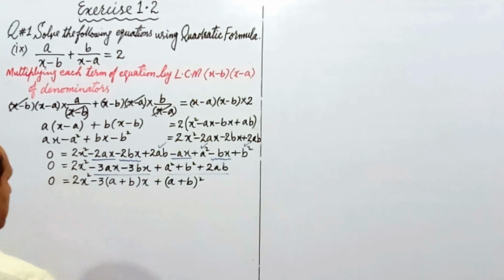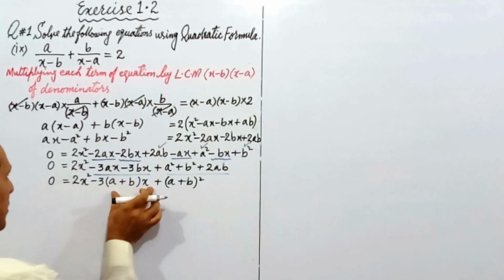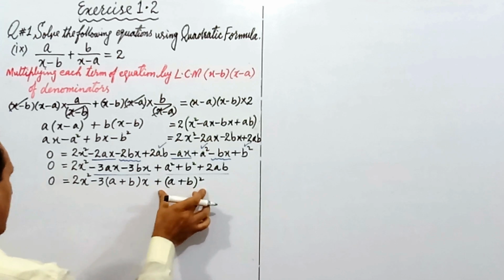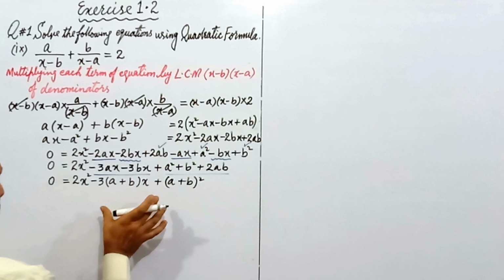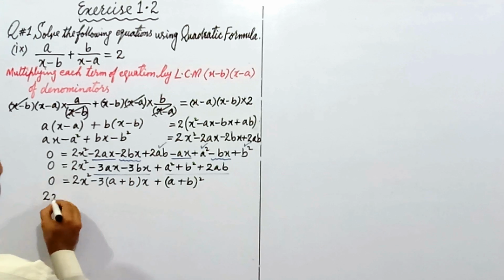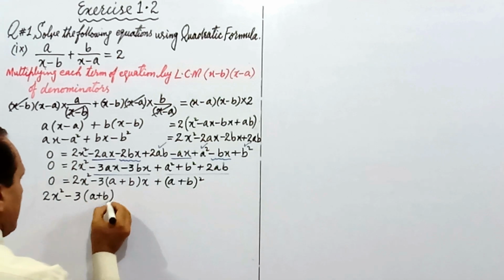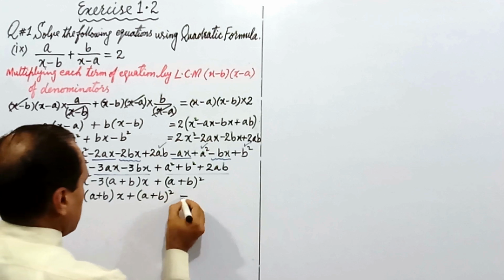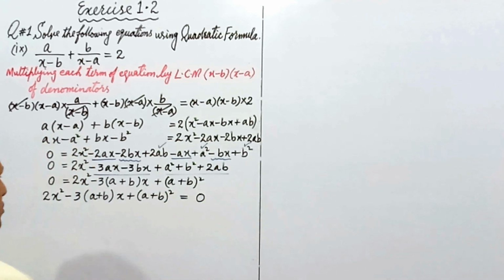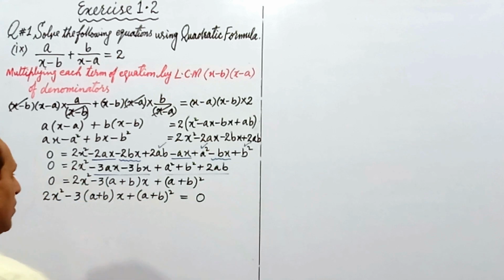0 is carried. We have a standard form of quadratic equation now in our hand. We have a quadratic term, linear term, and a constant term. So we write in its standard form like 2x square minus 3 into a plus b x plus a plus b whole square is equal to 0 according to the symmetric property. Left side is made right and right side is made left.